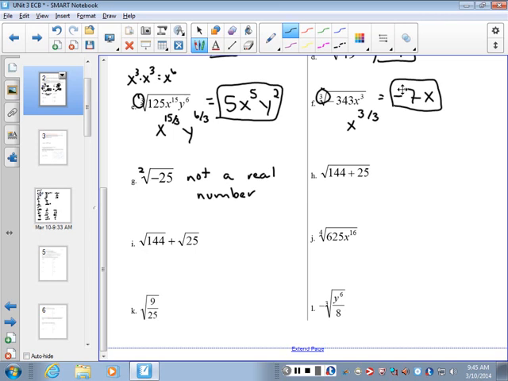Now, H and I are just to illustrate a point that we're actually going to use a little bit later. When you have an operation underneath a square root, you need to take care of that first. So in this problem, I need to add together the 144 and the 25 first, since they're underneath one square root. So I'm looking at the square root of 169, which I can use a calculator to evaluate. It's 13.